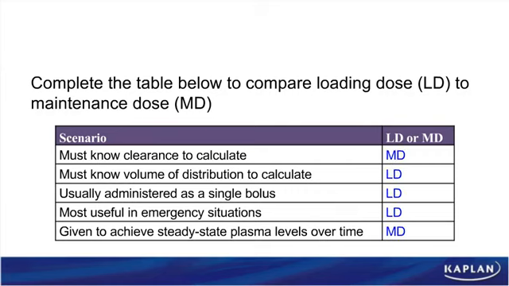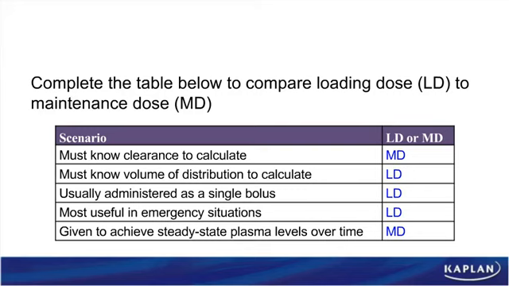You must know clearance in order to calculate a maintenance dose. It's a very important part of that equation. You must know volume of distribution to calculate loading dose. Notice that loading dose, you need volume of distribution. Maintenance dose, you need clearance. This is the key distinction between calculating these two types of doses.